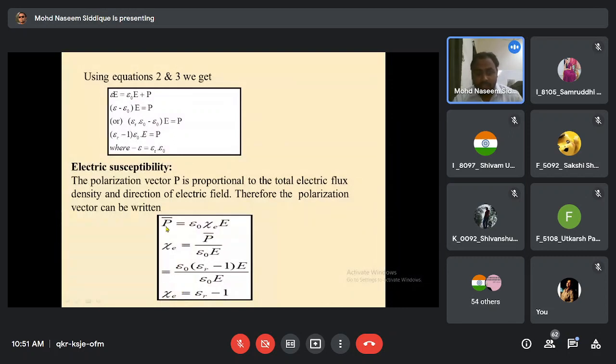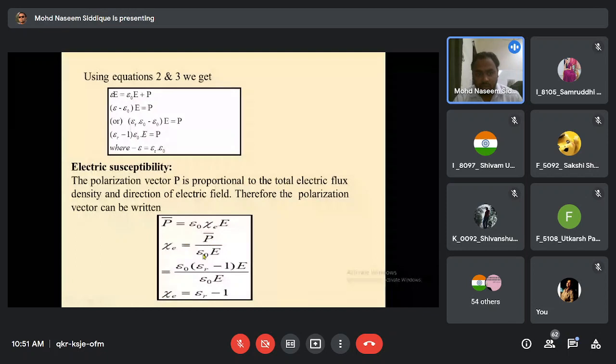As we can see, the polarization is directly proportional to the electric field intensity E. Hence, there will be some proportionality constant, and that proportionality constant is the electric susceptibility.